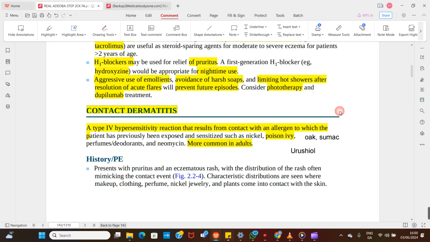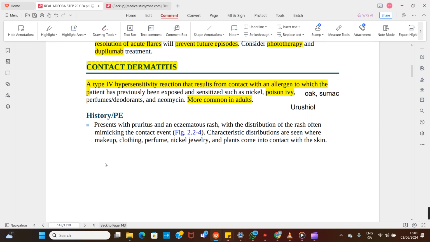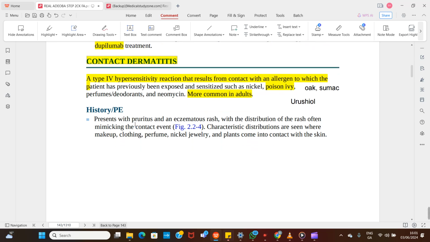Rubber latex is another allergen. Leather dyes, people that use leather dye, can also get exposed to this type of hypersensitivity. They usually present with pruritus. It's very pruritic, and they have the typical erythematous rash, because these rashes are swollen, erythematous, and appear as papules and vesicles, right?